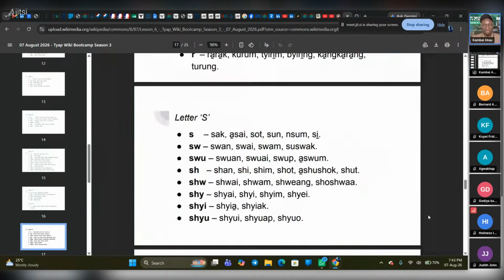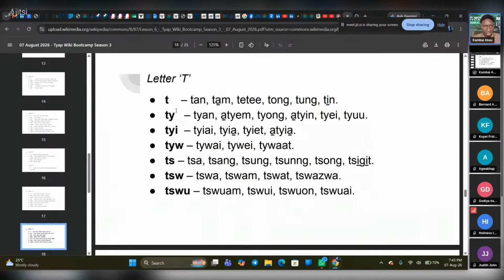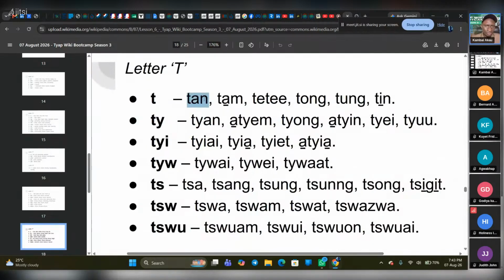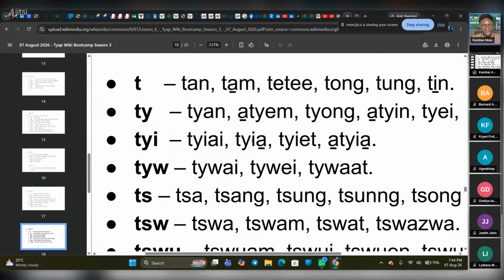And then under letter T, we have about 6 of them, and we have 2 sounds also. We have the t sound, and then we have the ts sound, and both of them have variants. And under the pure T sound, we have tan, tum, tete, tongue, tung, and ten. And then we have the palatalized form of the t sound. Examples, we have tian, tiam, tiong, tien, tiai, and then chu. And then we have the long palatalized form of the sound. Examples, we have tiai, tier, tiat, and tier.